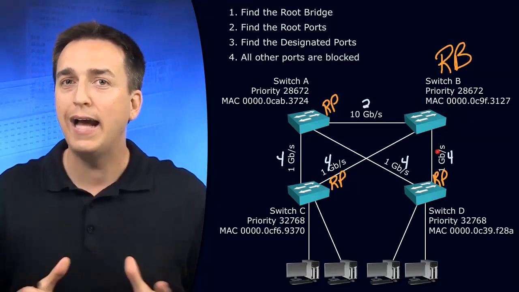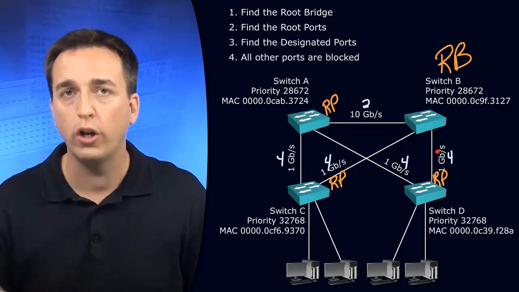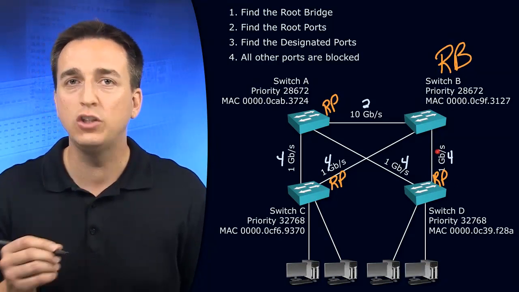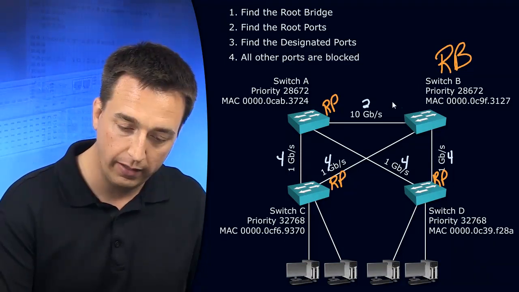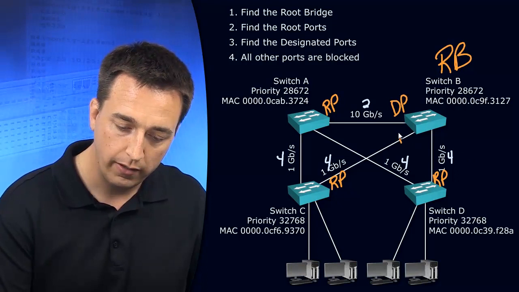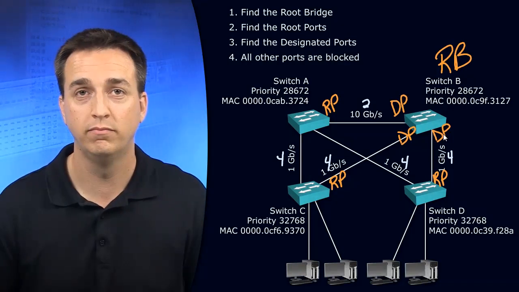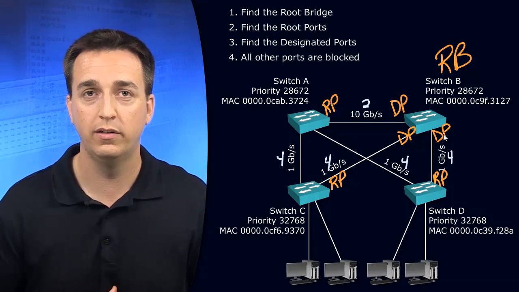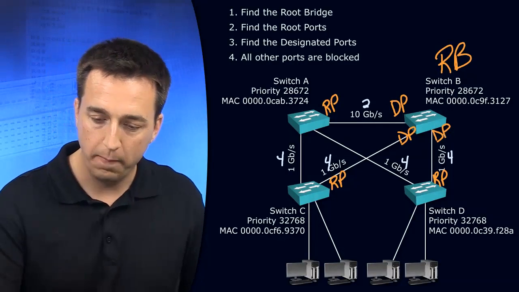But let's execute our shortcuts. Every single port on the root bridge is going to be a designated port. So we can fill that in right now. Designated port, designated port, designated port. We're done on the root bridge. So we have 2 links left.